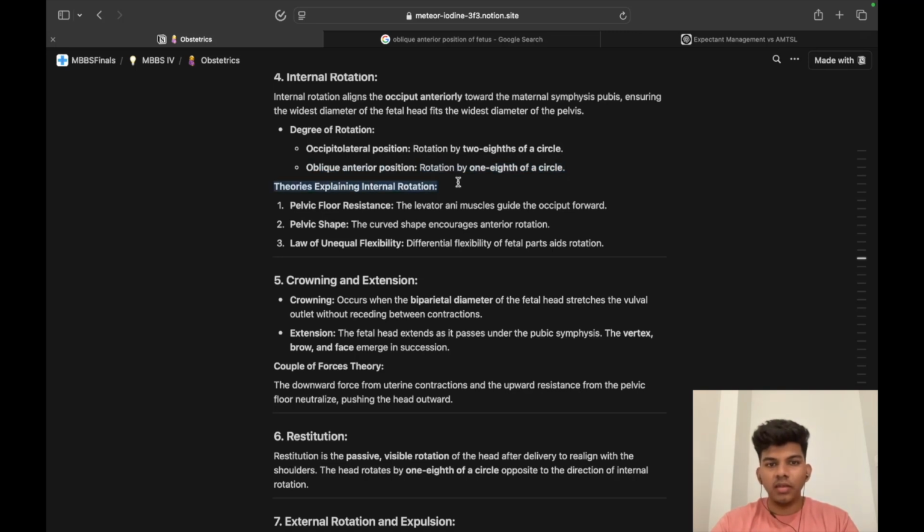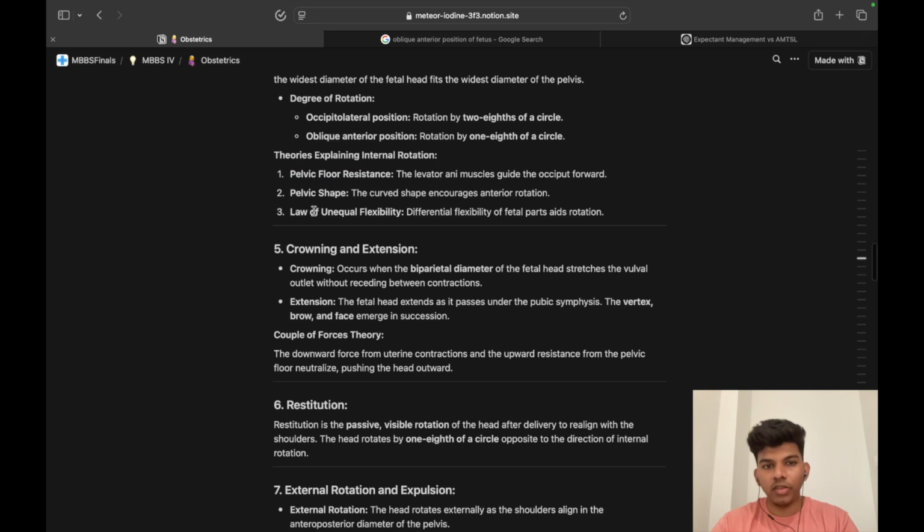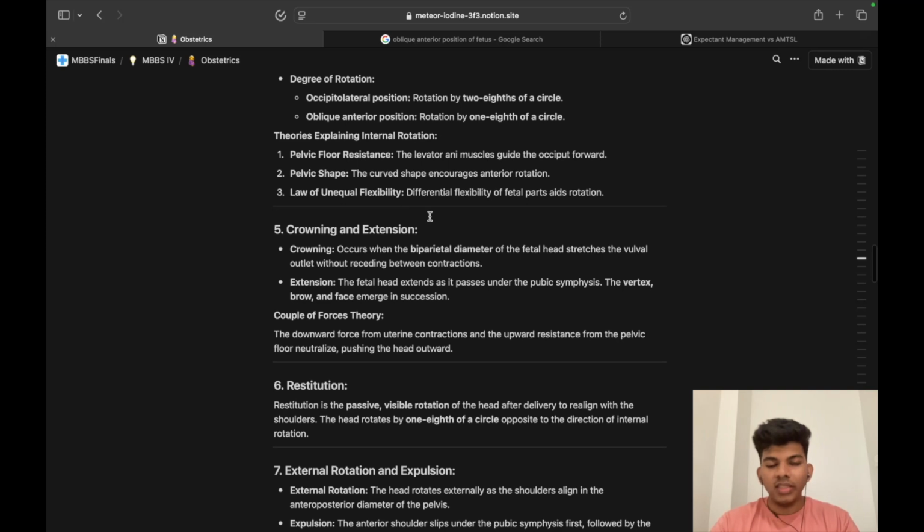Theory explaining the internal rotation. Pelvic floor resistance, the levator ani muscle guides the occiput forwards. So the occiput is guided forwards by levator ani, which is pelvic floor resistance. Pelvic shape, the curved shape encourages anterior rotation. So this is another theory. Last one is law of unequal flexibility, differential flexibility of the fetal parts aids rotation. So these are the theories.